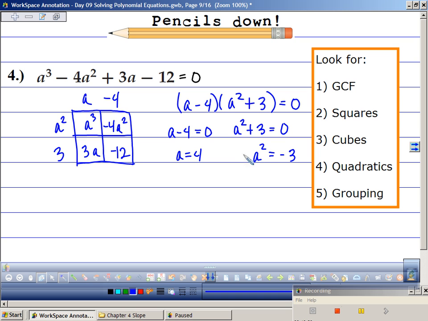Now what do I do? Take the square root. But when I take the square root of a quadratic, what do I get? Plus or minus i square root 3. Good job.